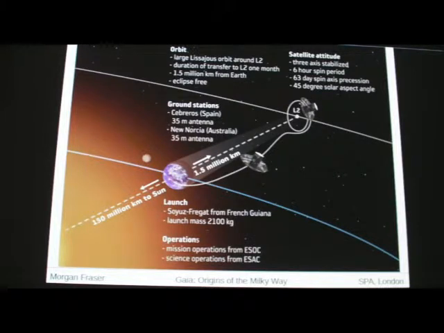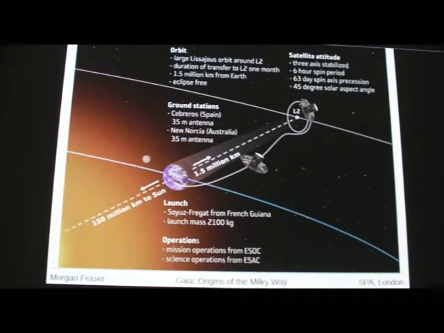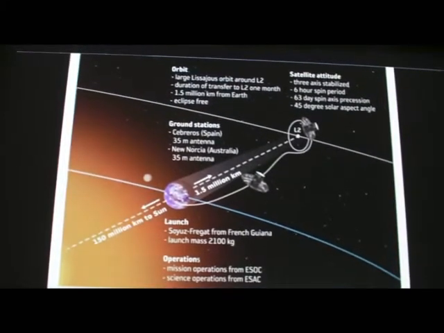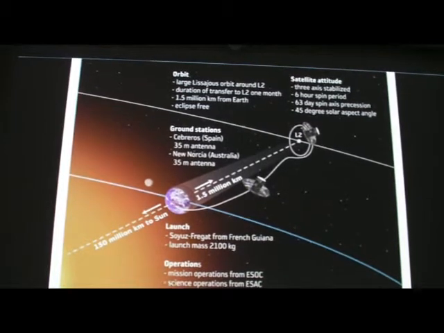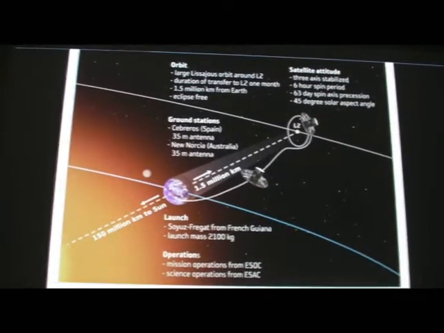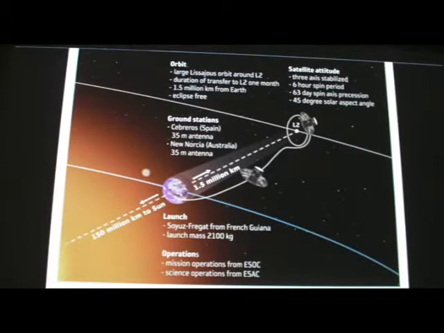There's a few reasons to put it there, mostly to do with ensuring the stability of the spacecraft, so that you can make these very precise measurements. It does mean, unfortunately, that it's unreachable, so we couldn't do any repair missions even if we had the space shuttle.